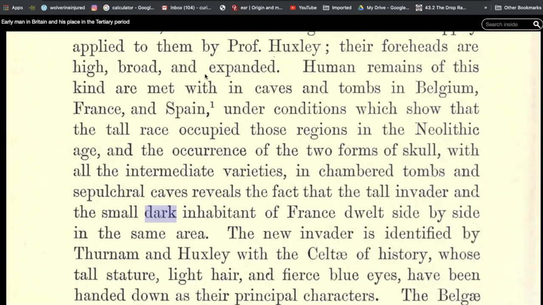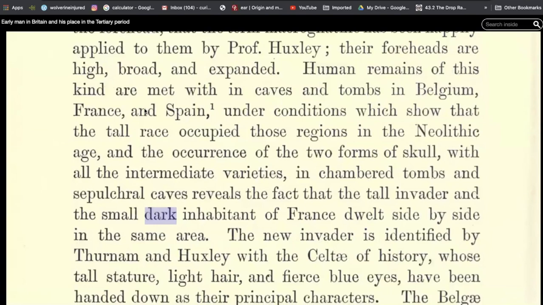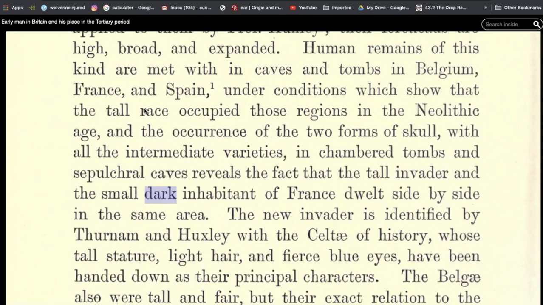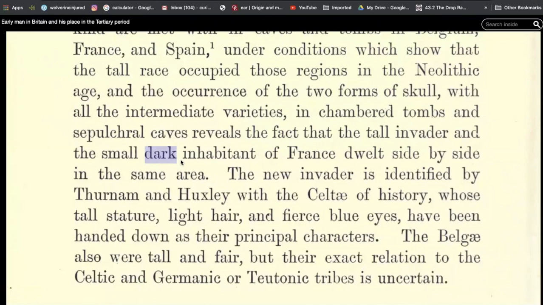It says human remains of this kind are met with in caves and tombs in Belgium, France, and Spain, under conditions which show that the tall race occupied those regions in the Neolithic age, and the occurrence of the two forms of skull, with all the intermediate varieties, in chambered tombs and sepulchral caves reveals the fact that the tall invader and the small dark inhabitant of France dwelt side by side in the same area.